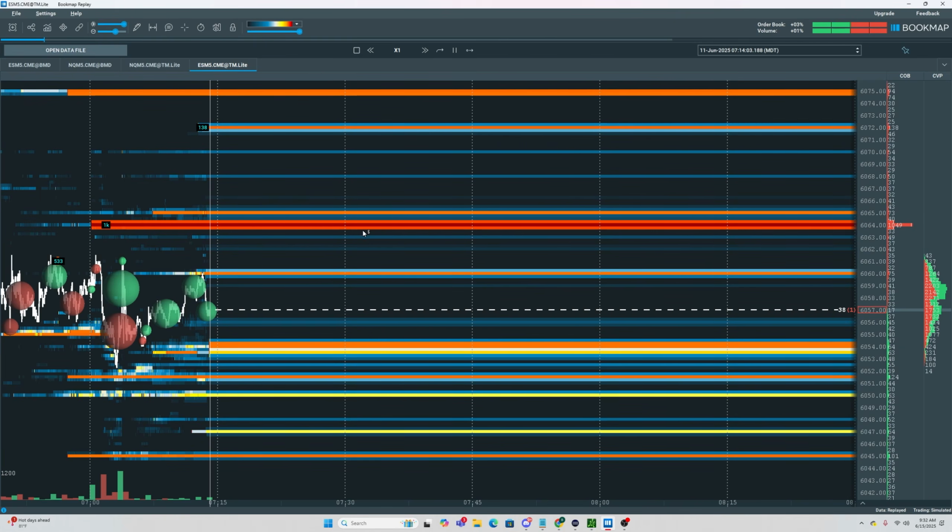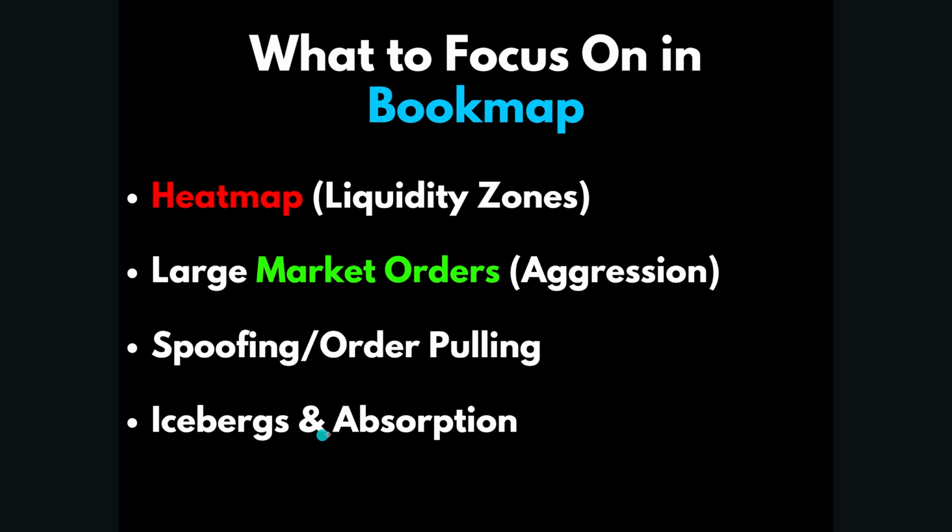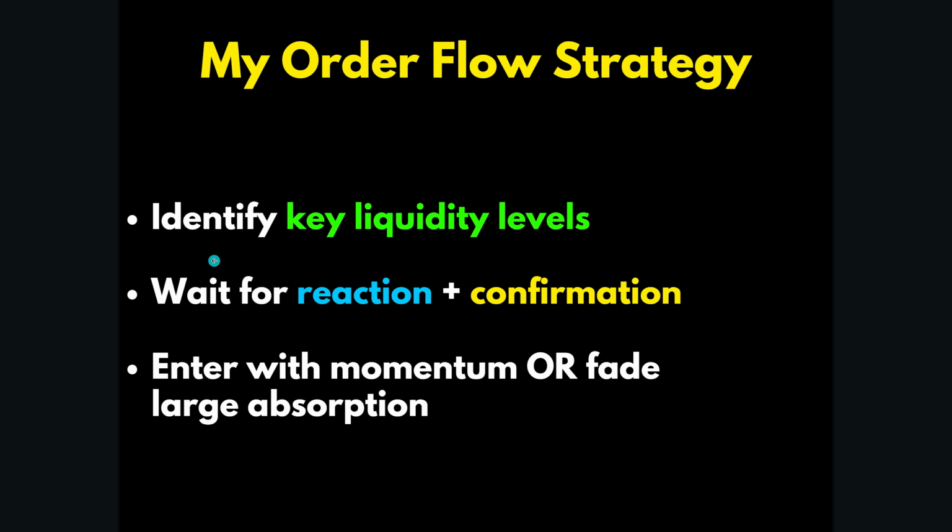And if all of a sudden it just disappears and price is still trading down here, that means they pulled their orders from the market, which is a sign that price is likely going to break through that level. And then finally, as we discussed, the iceberg orders, the hidden orders, as well as absorption at those levels of large liquidity.